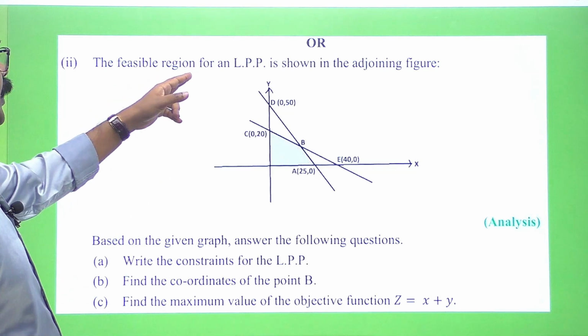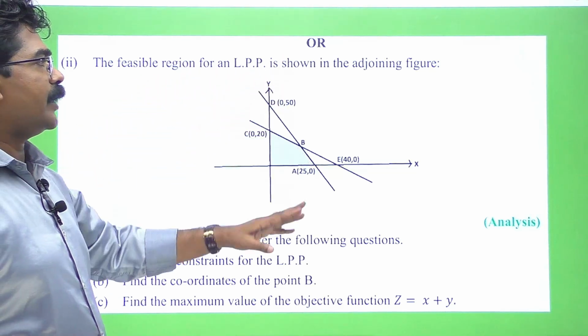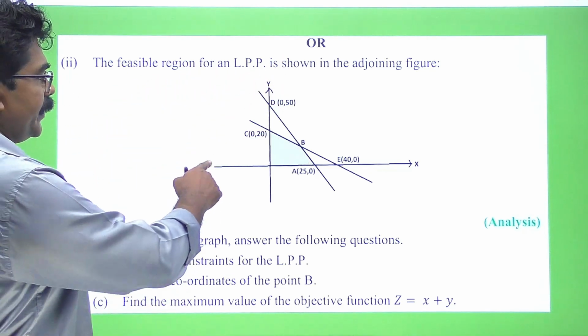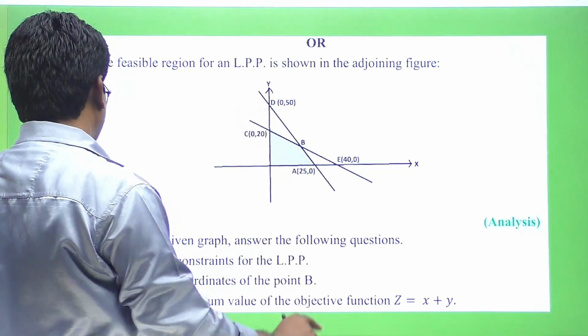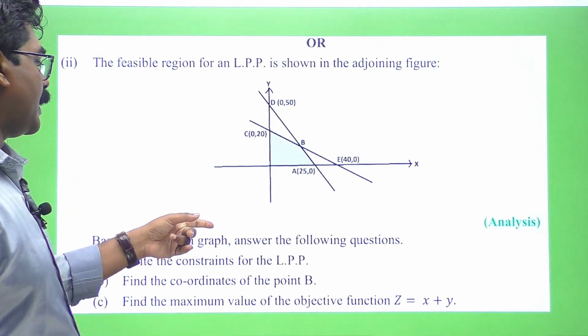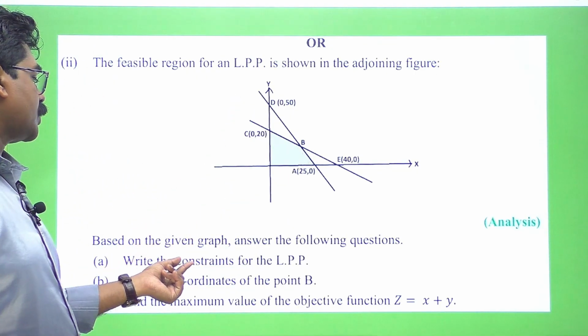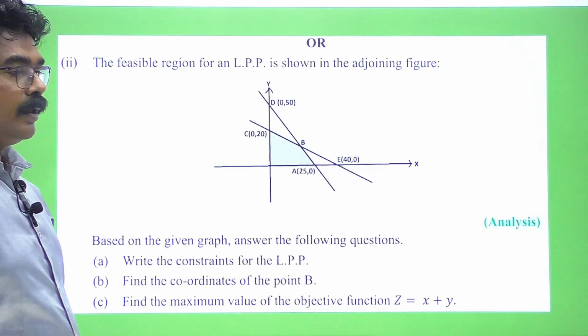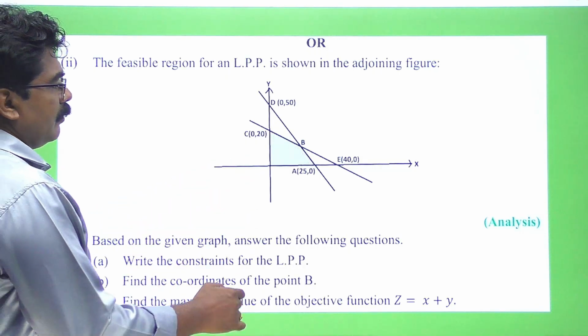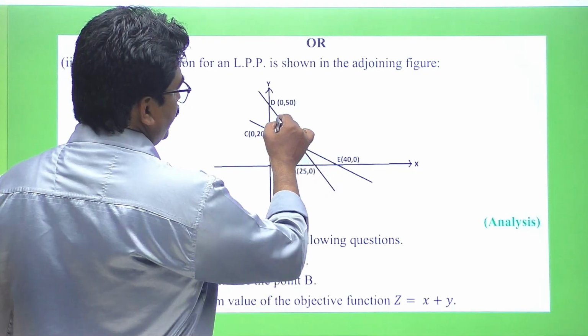The feasible region of an LPP is shown in the adjoint figure. Here it is, the feasible region. Based on the given graph, answer the following questions. Write the constraints for the LPP. Now we have to write the constraints, so first line. Where is the first line? This is the first line.